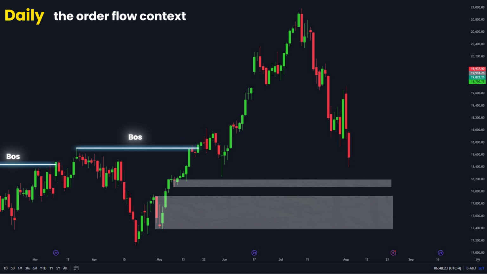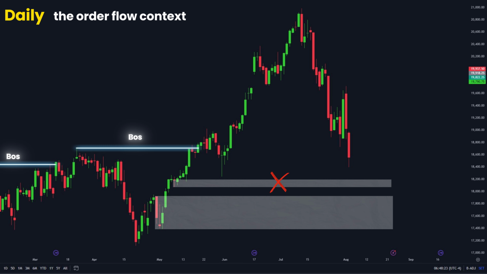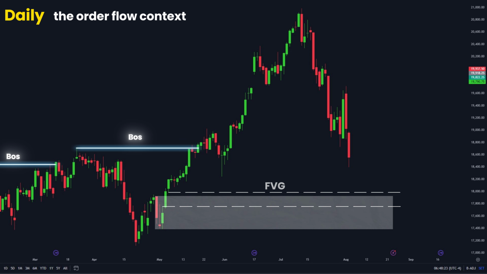These are somewhat obvious order blocks, and they can be selected and confirmed through different rules. For example, we can disregard the first order block because after it was created, the price has returned to it and it was mitigated at this specific point, so it has a lesser chance of holding up. On the other hand, the second order block has not been mitigated, plus it has a fair value gap in front of it, and the fair value gap itself hasn't been mitigated, so that makes the order block more likely to hold.